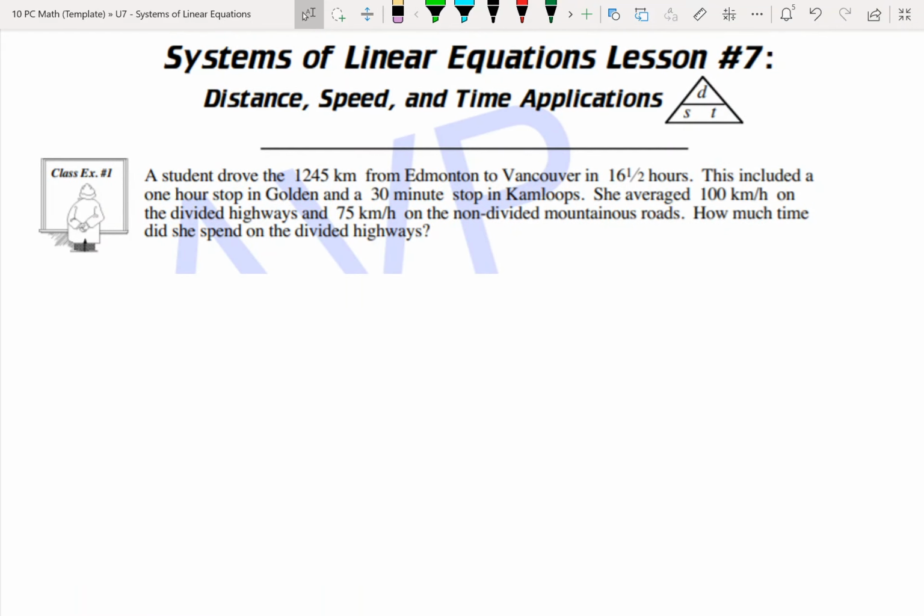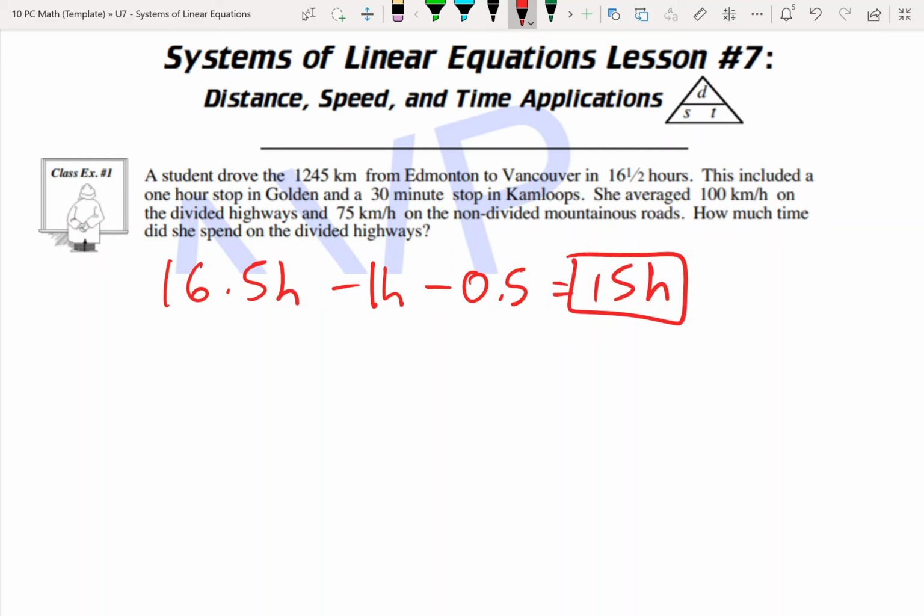So in this question, the student drove a bunch of distance in that many hours. This included a stop and a stop. So right away, when I notice these stops, we're dealing with her driving, so the stops aren't actually part of the total time. At the start, it was 16.5 hours. I'm going to take away the 1 hour stop, and I'm going to take away the 30-minute stop, which, be careful, unit conversion, that's 0.5. So that means her total driving time was actually 15 hours.